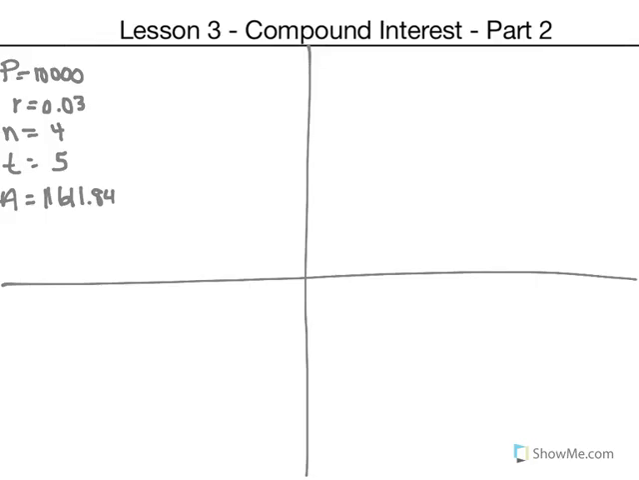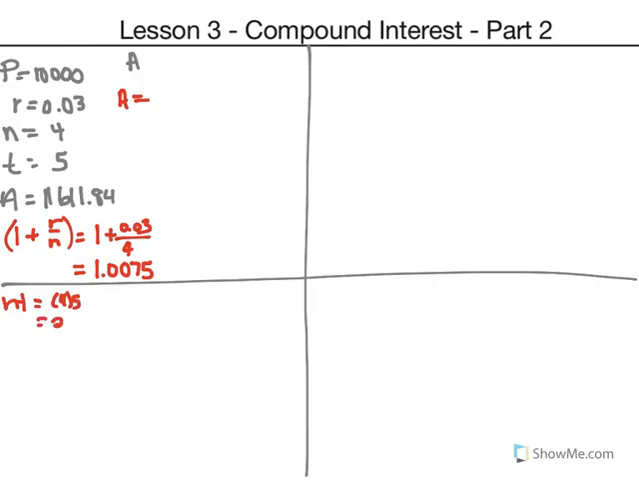So first we're going to start with solving for A. This is just like what we've been doing. Now, something that's important is to figure out what 1 + r/n is, because we're going to use it a couple times. This is the same as 1 + 0.03 divided by 4, which turns out to be 1.0075. So let's just keep that in mind. Also, nt is 4 times 5, which is 20.